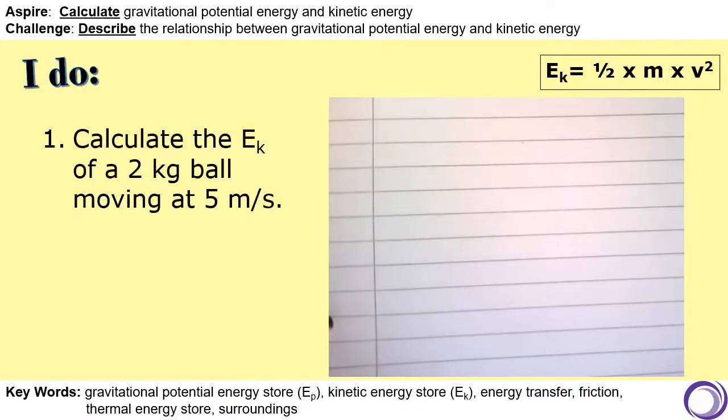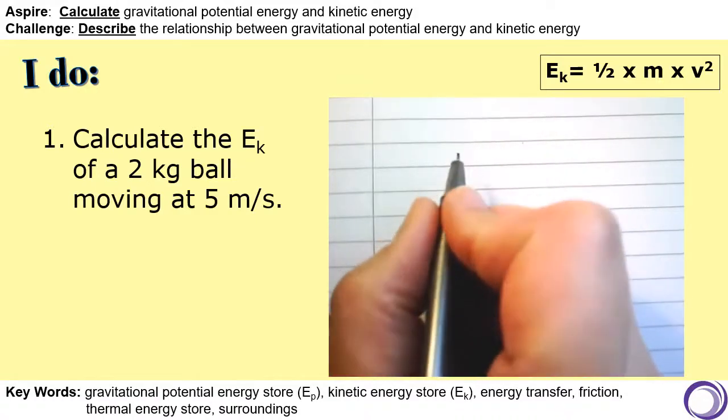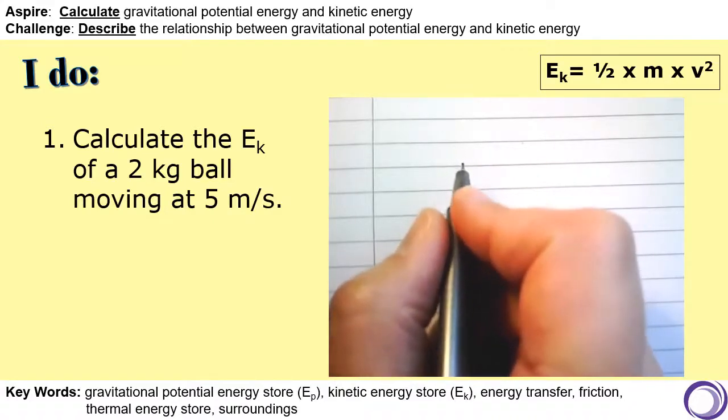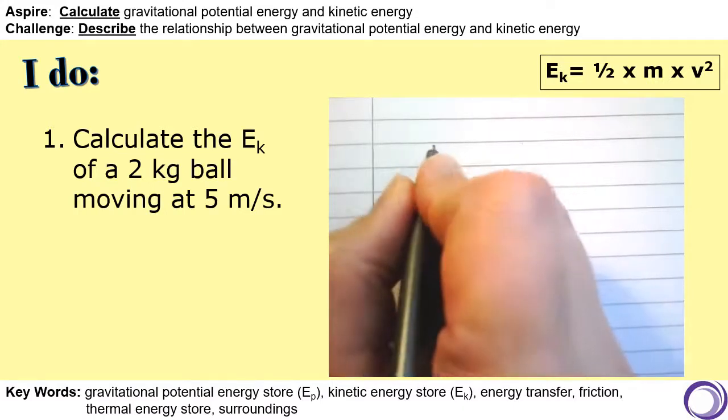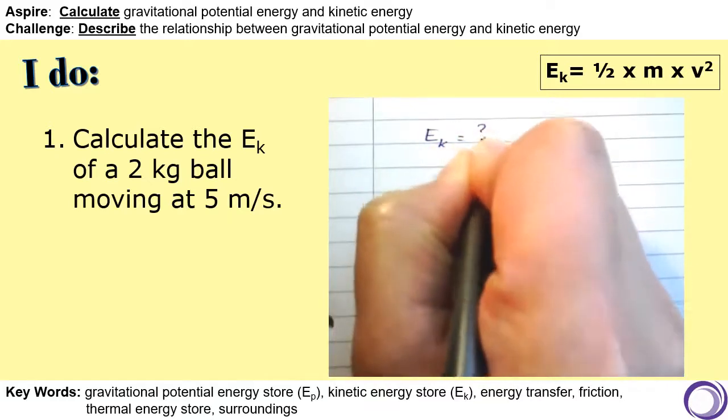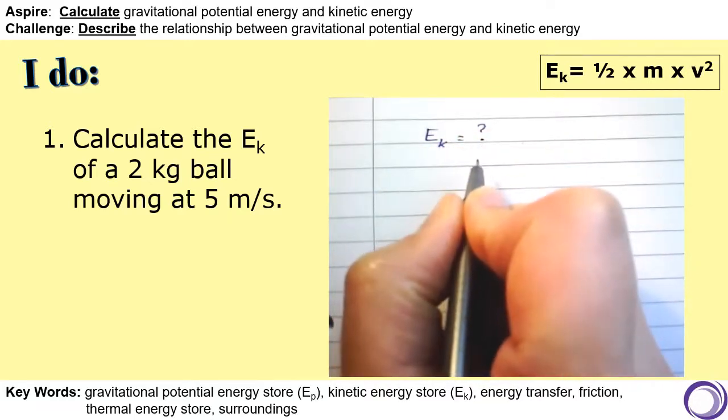Now, just as I did with the previous equation, I'm going to model this first calculation question. The kinetic energy equation is a little bit more complicated than the one for gravitational potential energy, but if we just follow the same strategy, there's no reason why you can't do these calculations really easily too. So if we read the question first and pull out the data that we have from it. It asks us to calculate the EK of a 2 kilogram ball moving at 5 meters per second. So we need to find EK. That's the kinetic energy, that's our unknown. So I can put a question mark there.